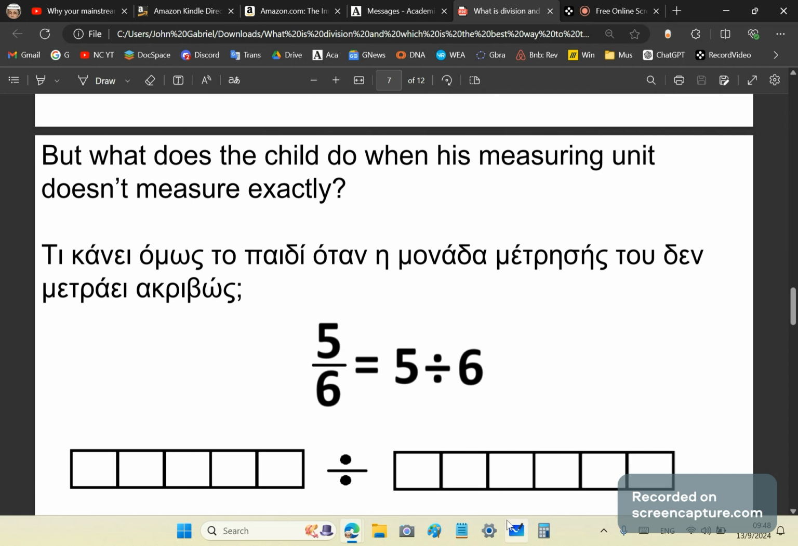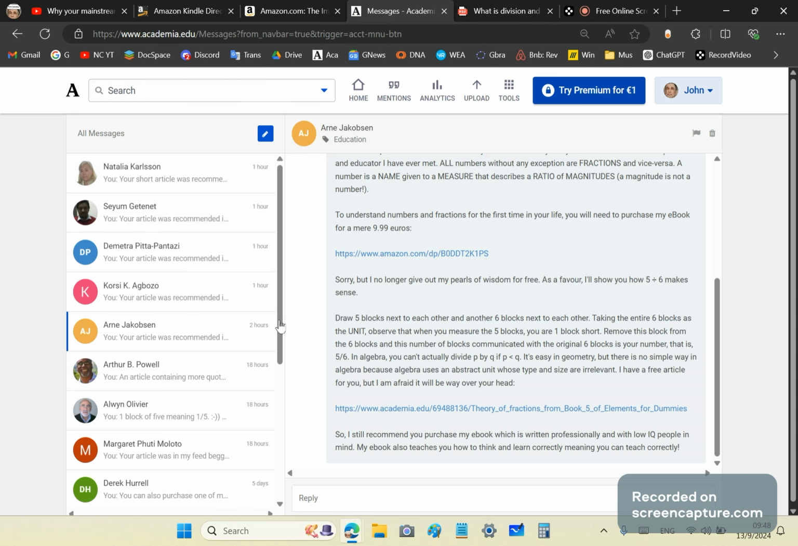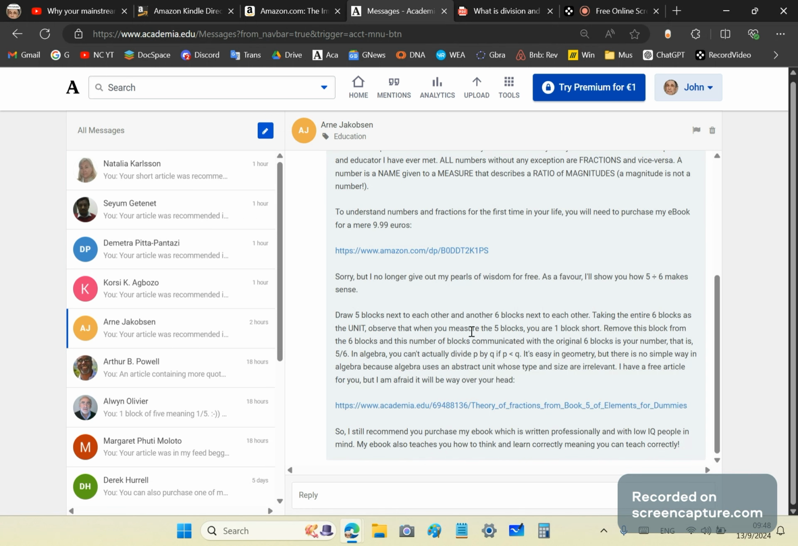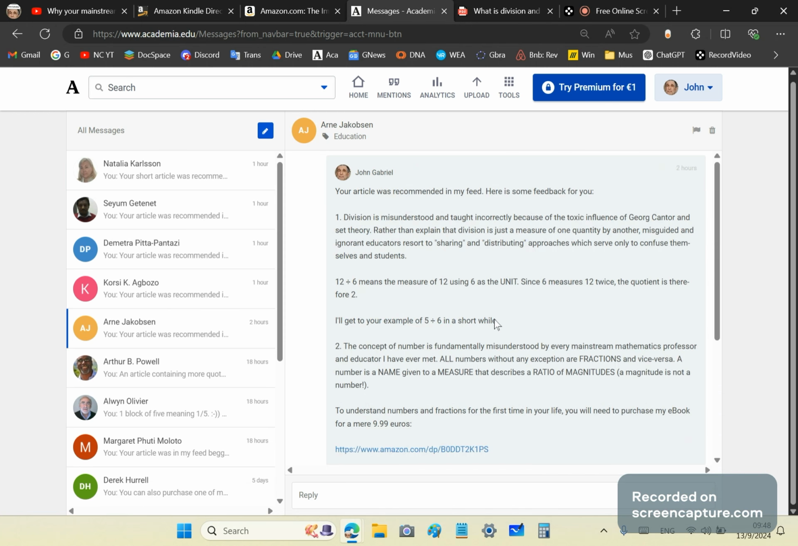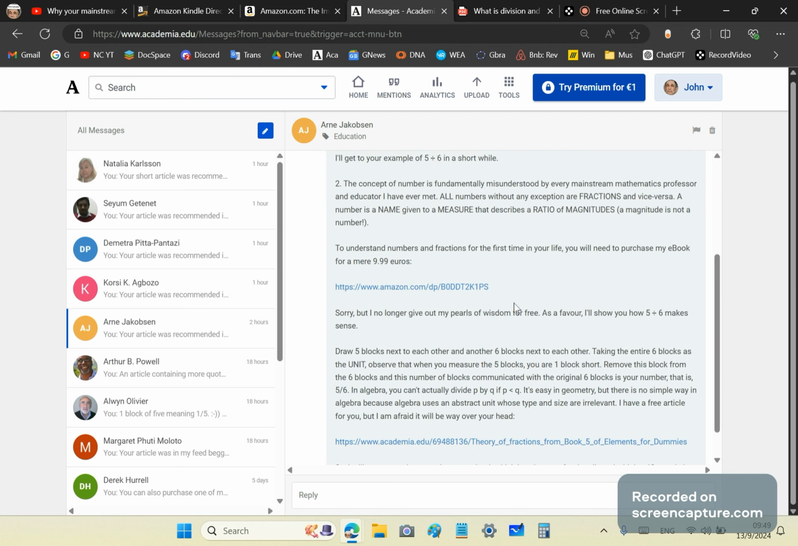But what does the child do when his measuring unit doesn't measure exactly? So let's see an example here. And before I come back to this example, I've been getting a lot of recommendations, garbage, by other mainstream mathematics professors and teachers. I want to show you some of them. So let's see here. Yeah, so this is where I got the 5 blocks next to each other and 6 blocks. So this is a teacher here whose understanding of division is really superficial. And this teacher has no clue what division means.